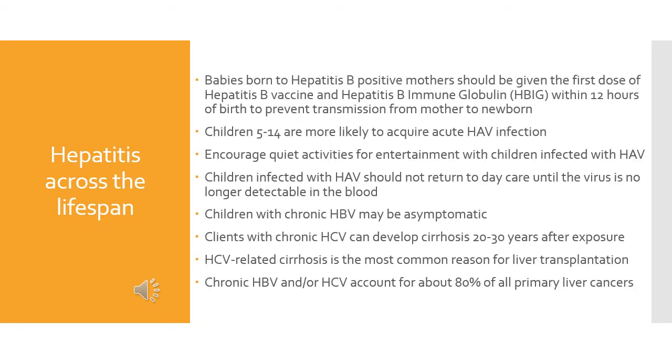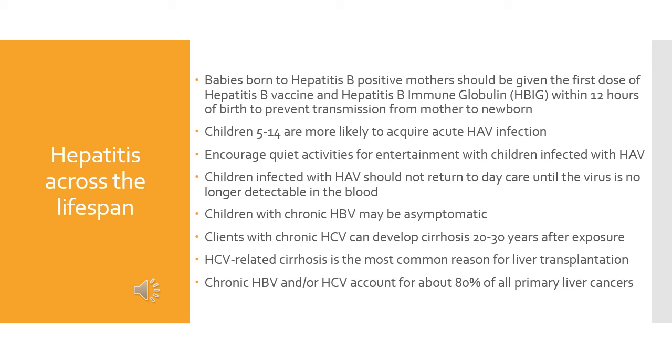In regards to hepatitis across the lifespan, babies born to hepatitis B positive moms should be given the first dose of the hepatitis B vaccine and hepatitis B immune globulin within 12 hours of birth to prevent transmission from mother to newborn. Children 5 to 14 are more likely to acquire acute hepatitis A infection. With children with hepatitis A infection, you want to encourage quiet activities for entertainment, and these children should not return to daycare until the virus is no longer detectable in the blood.